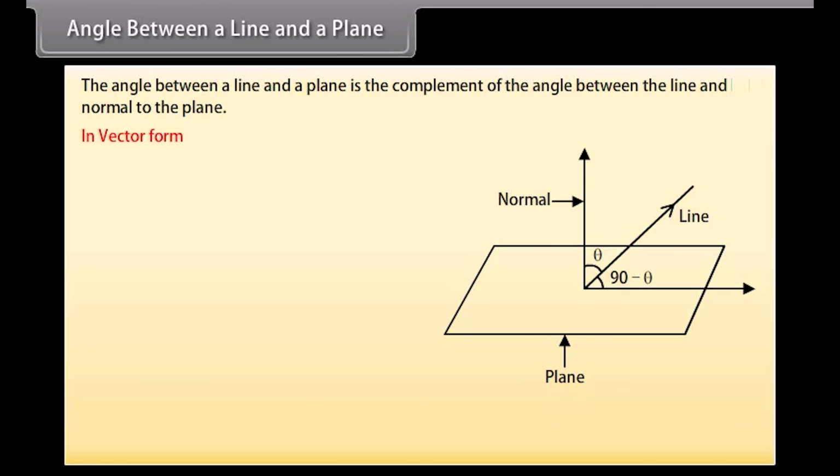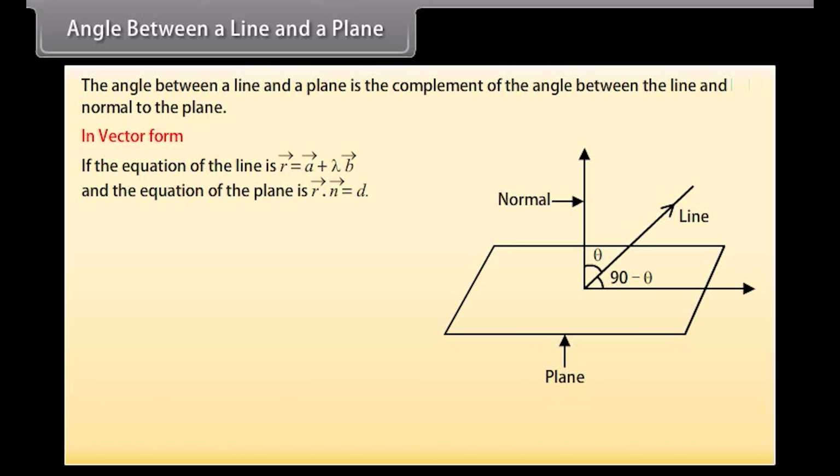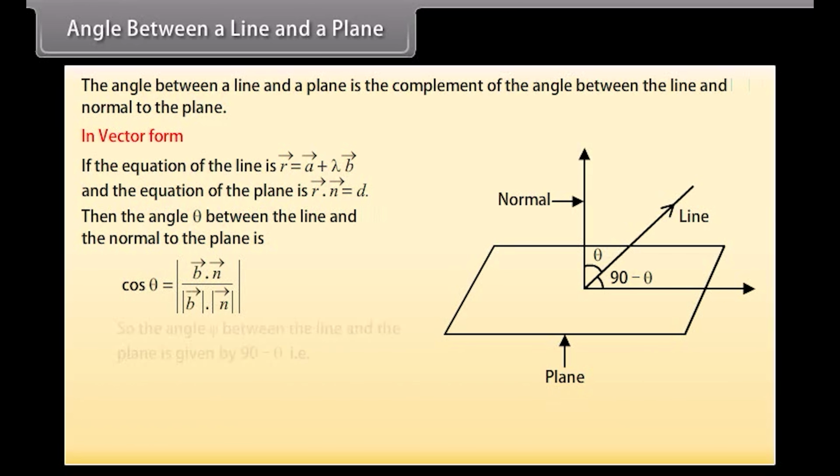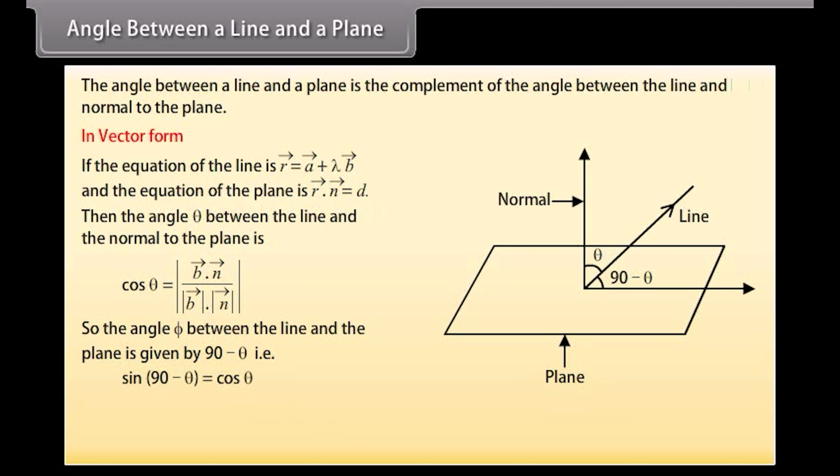In vector form, if the equation of the line is vector r equals vector a plus lambda vector b, and the equation of the plane is dot product of vector r and vector n equals d, then the angle theta between the line and the normal to the plane is cos theta. So the angle phi between the line and the plane is given by 90 minus theta, that is, sin of 90 minus theta equals cos theta.